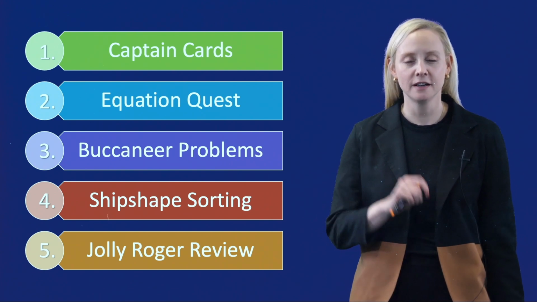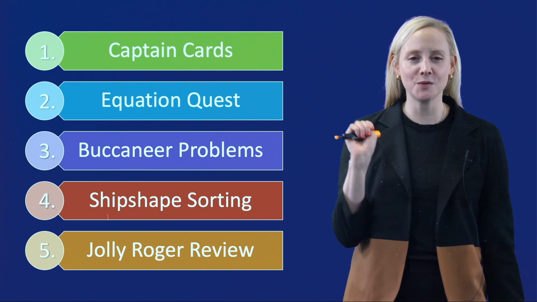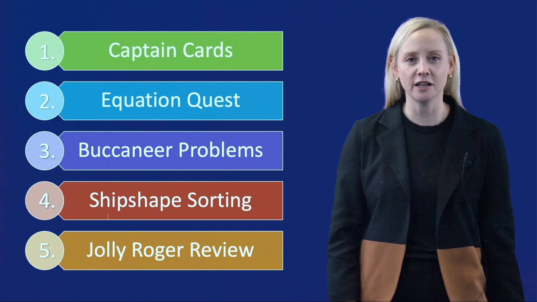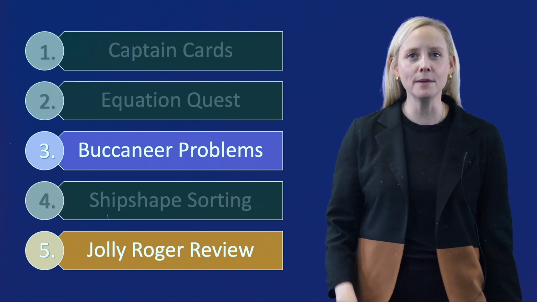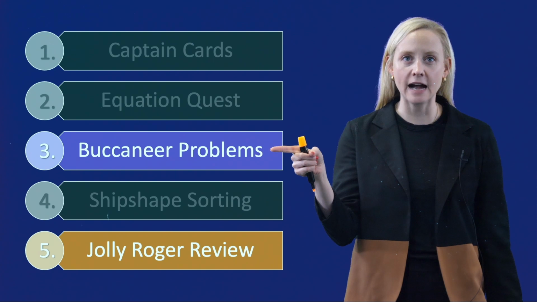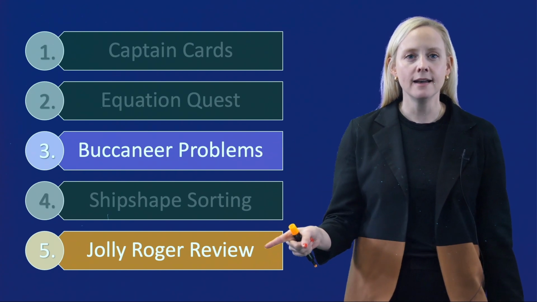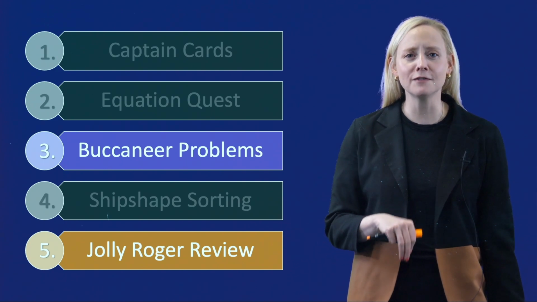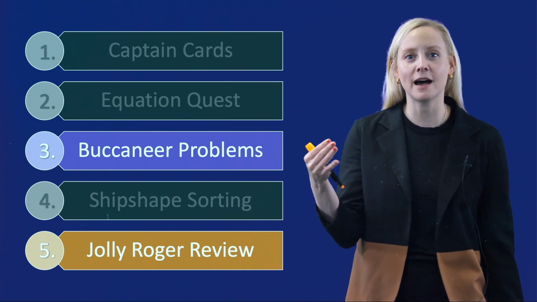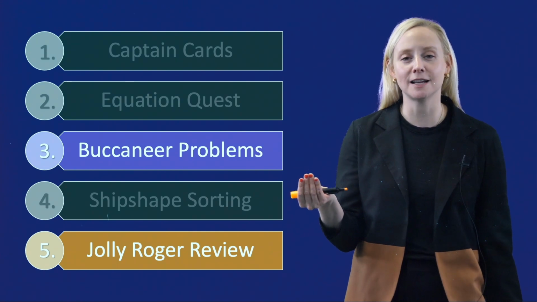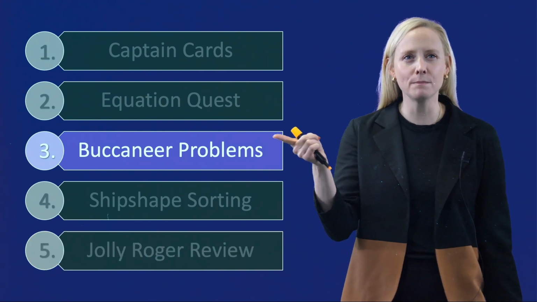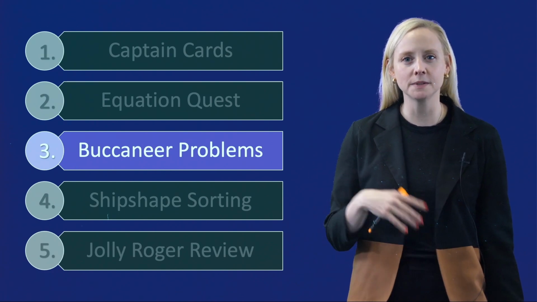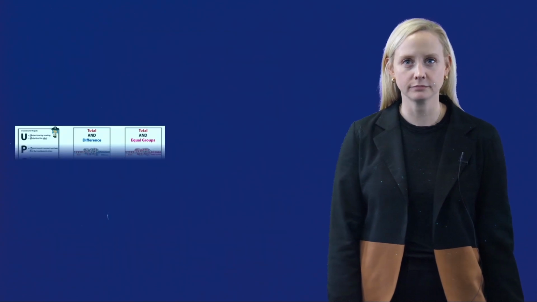We have 5 different components of our intervention: first, captain cards, then equation quest, then buccaneer problems, ship shape sorting, and our Jolly Roger review. Our word problems are primarily featured during our guided practice activity of the buccaneer problems and our independent practice activity of Jolly Roger review. For the focus of this video, I'm going to tailor my setting up and solving of multi-step total and equal groups problems with our buccaneer problems, because this is when we are setting up and solving word problems in a guided practice setting.